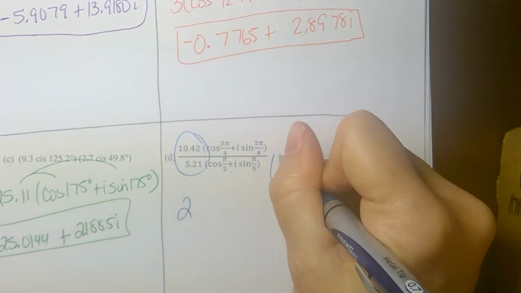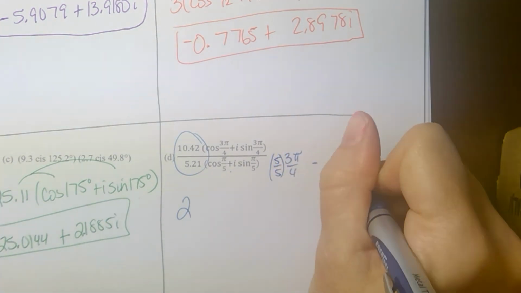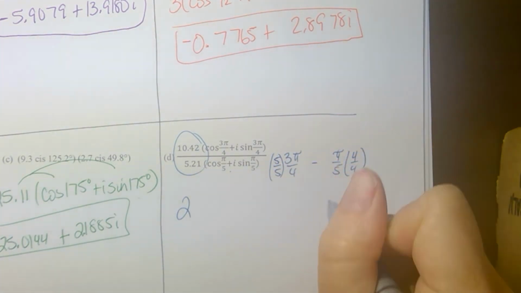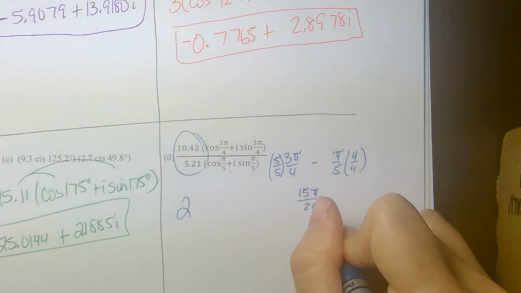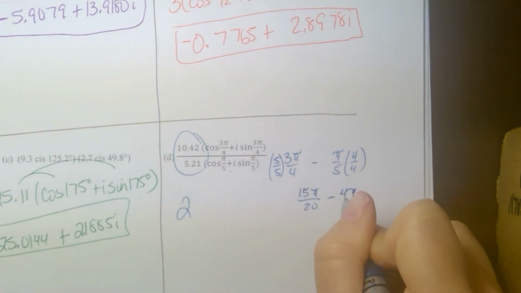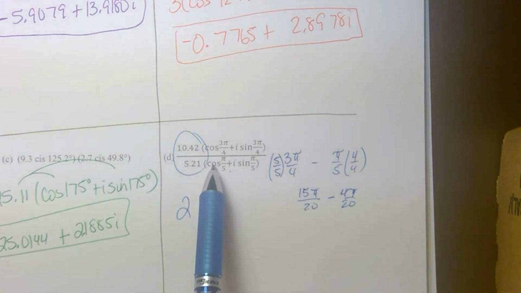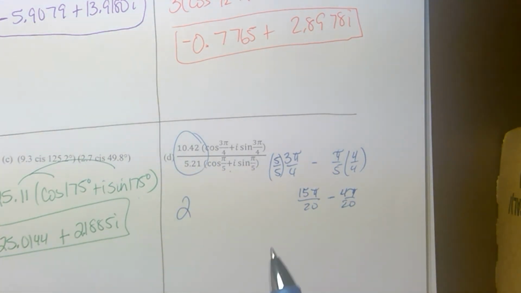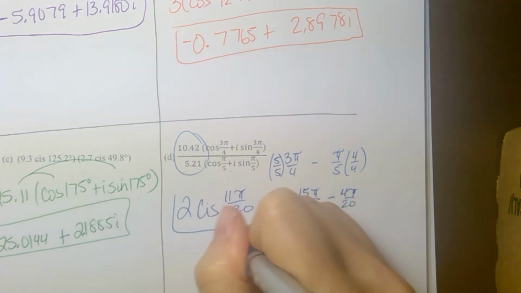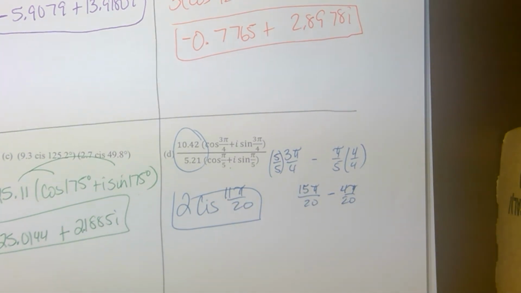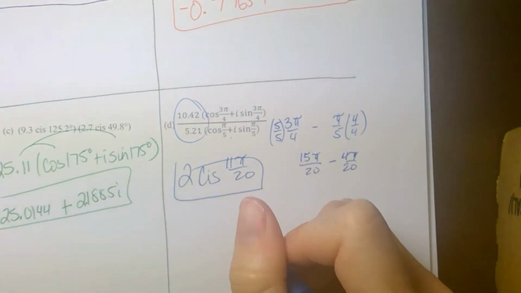So I'm going to multiply this first argument by 5 over 5 and the second one by 4 over 4, which gives me 15 pi 20ths minus 4 pi 20ths. And remember, I'm subtracting because I'm performing division over here, and division pairs with subtraction. So what I get is 2 cis 11 pi 20ths, which is my trig form, but I'm asked to answer in rectangular form, so I'm not done.